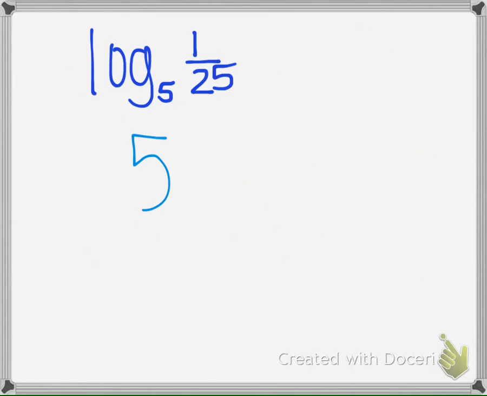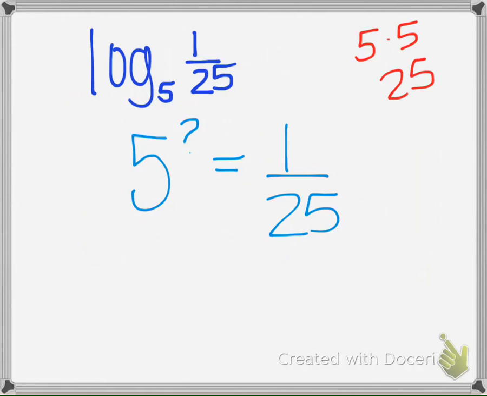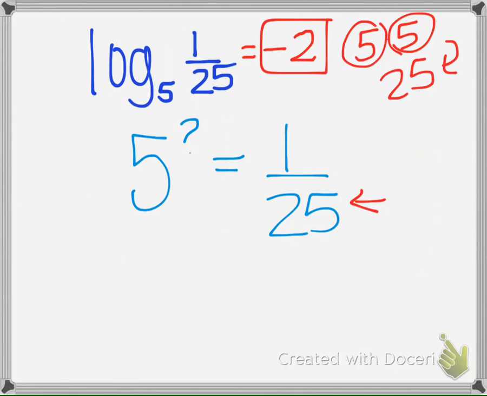Okay, so we have 5 to what power is 1 over 25. So I know that 5 times 5 is 25. But since it's in the denominator, to move those 5 times 5 to the denominator, we need a negative exponent. So we're going to get negative 2. So it took 2 5s to make 25, and then we need this negative so that it sends it to the denominator here.